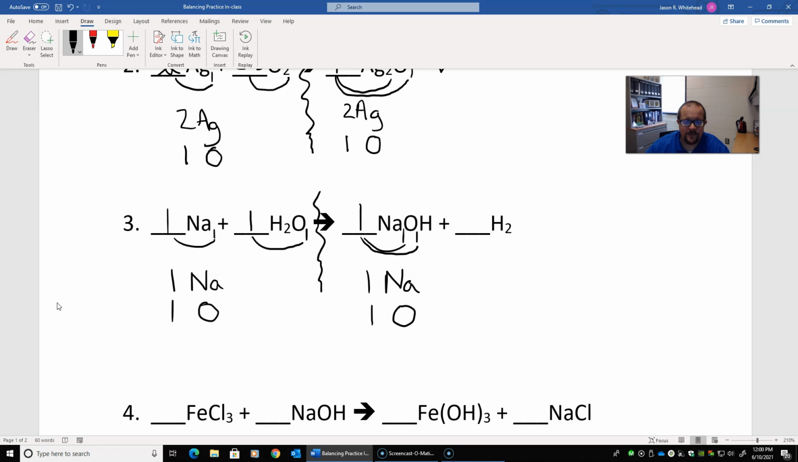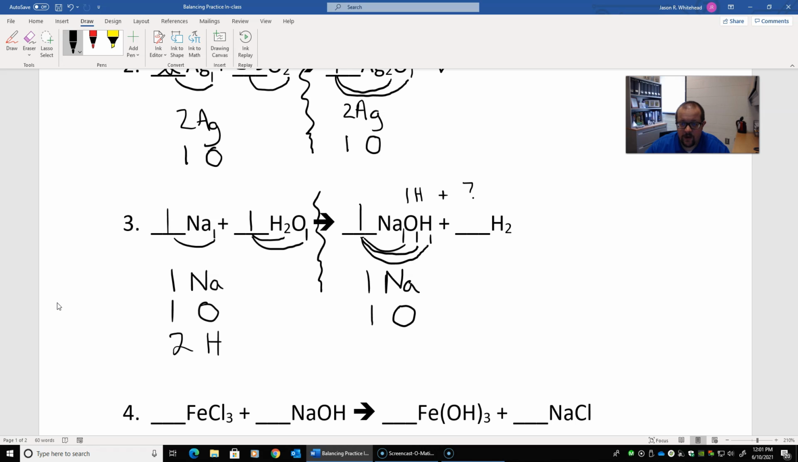Now here comes the tricky part. Up to now, the sodium was only in 2 places, the oxygen was only in 2 places, but hydrogen shows up in 1, 2, 3 spots, which is why we're balancing it last. If I look on the left-hand side, because I put this 1 here, 1 times 2 tells me I have 2 hydrogens on this side. So to balance it, I need 2 hydrogens on this side too. So from here, 1 multiplied by 1, well, that's going to give me 1 hydrogen from this 1 NaOH. Now I need 1 more from this H2.